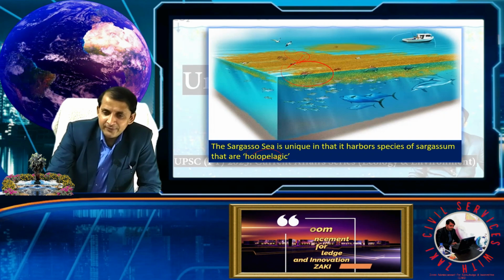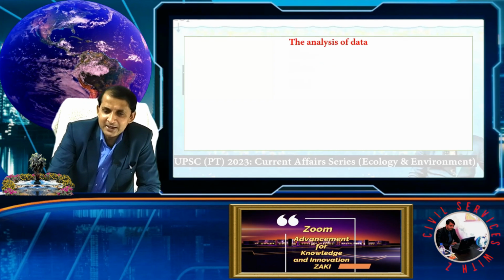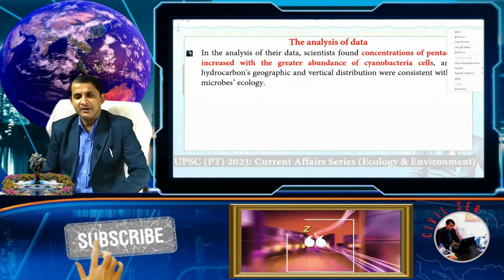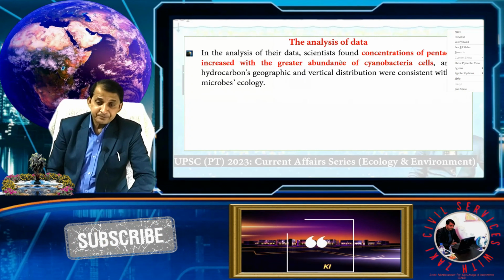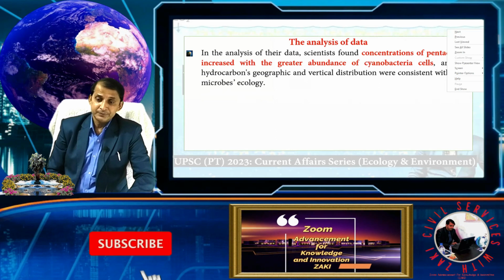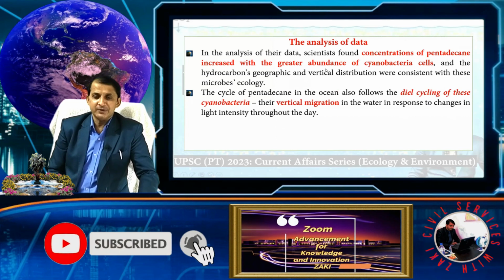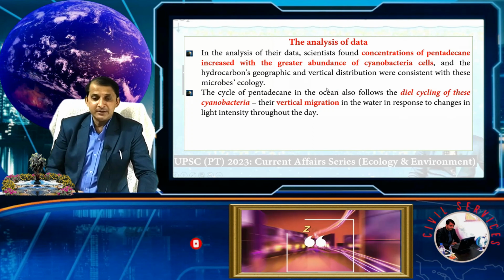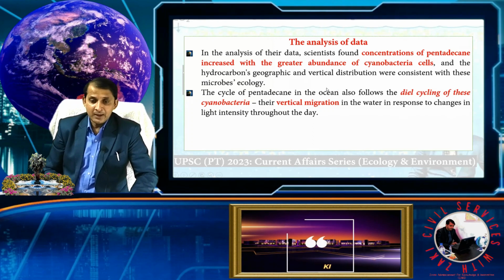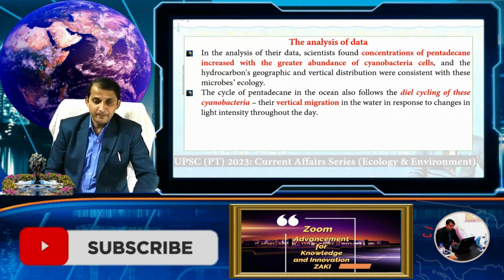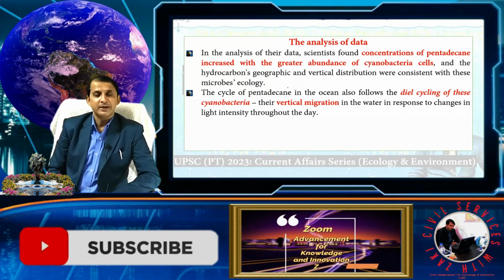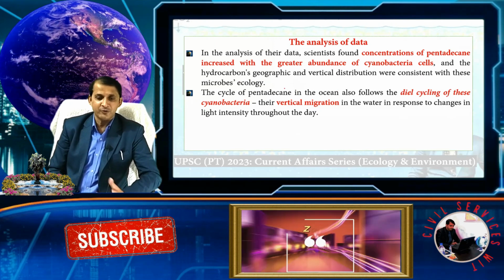So let's move forward and see the analysis of the data. Basically, in the analysis of the data, scientists found the concentrations of pentadecane increased with the greater abundance of the cyanobacteria cells, and the hydrocarbon geographic and vertical distribution is consistent with these areas' microbial ecology.